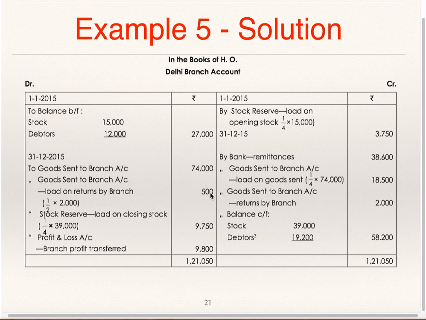25% of 2,000 is 500. It is not half, it is a printing mistake. By balance carried down, stock and debtors 39,000 is at invoice price. Loading is to be debited 9,750. For debtors, you are supposed to prepare a memorandum branch debtors account and find out this closing debtors. The balance will be transferred to general profit and loss account.